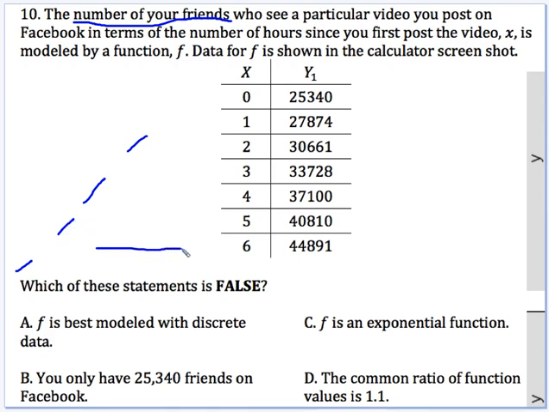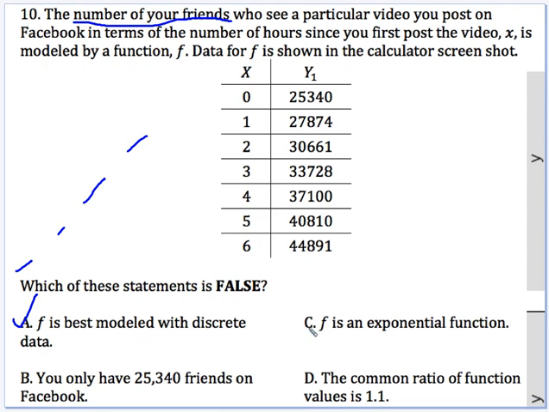So if this was my x value, I have 1, 2, 3, 4. If I had a continuous line right here, that means I could have 1.5 friends right here, or 2.5 friends, or whatever. Okay, well, I can't have half a friend. I know some friends are sometimes occasional friends, but you still don't have half of a friend. So in this case, this statement is correct. It is best modeled with discrete data.